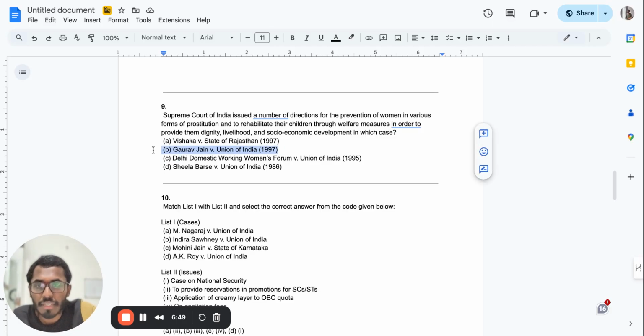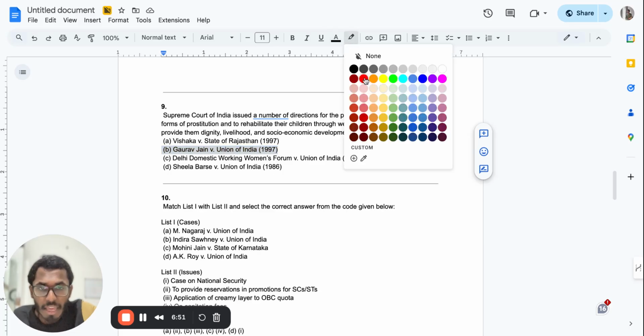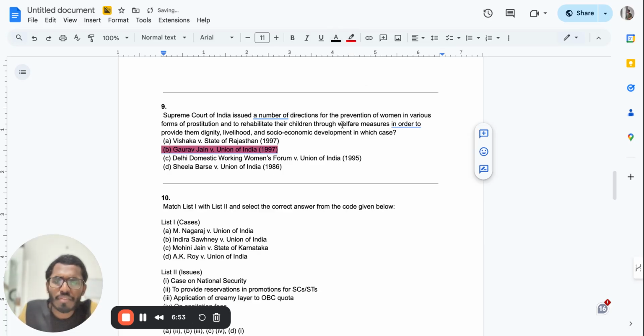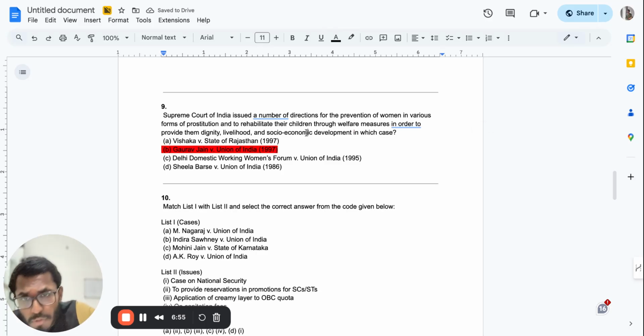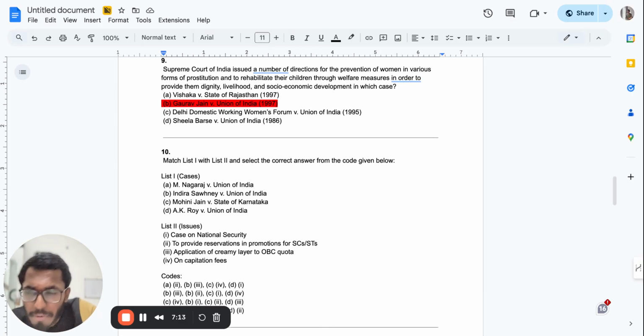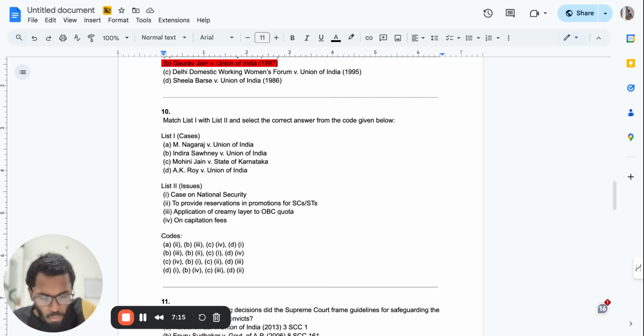In Gaurav Jain versus the Union of India, the Supreme Court emphasized the prevention of women in various forms of prostitution and rehabilitating the children through welfare measures in order to provide them with dignity, livelihood. So you need to provide prevention in various forms of prostitution to stop it, and to support them with different kinds of amenities in terms of dignity, livelihood, and socio-economic development. Now, the 10th question is about what?